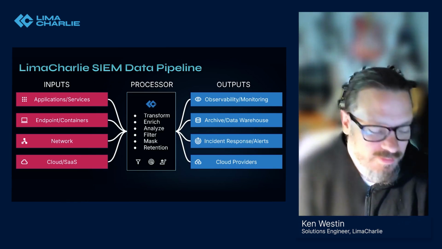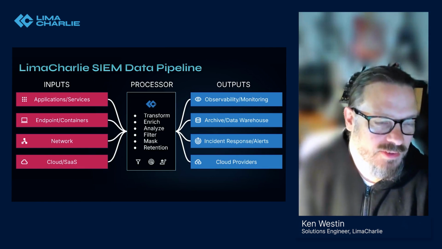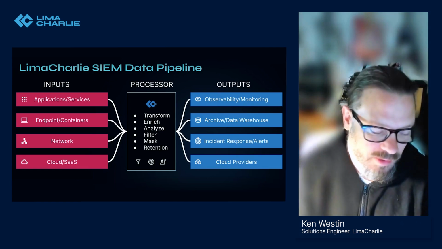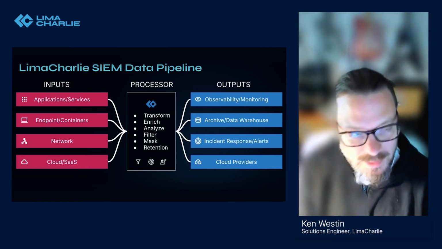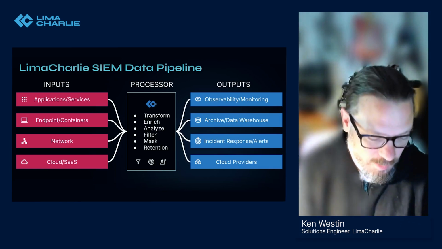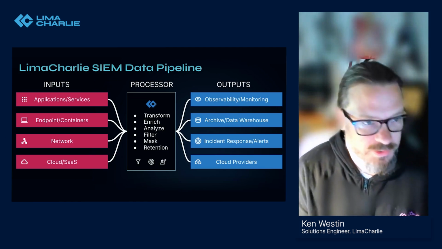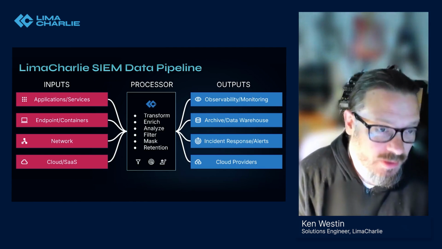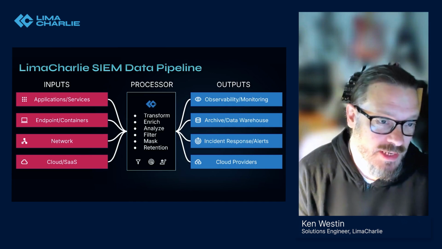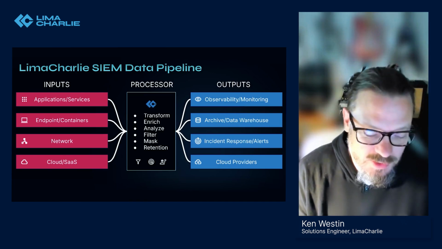We can also bring it in from your endpoints, your containers, your network, and pretty much every single cloud platform or SaaS application. And then directly within the LimaCharlie platform, not only can we write detections, but we can also write transforms. We can do enrichment. We can analyze and filter. We can mask it. So if you want to block out potentially sensitive information when you're doing your ingest, you can do that as well.